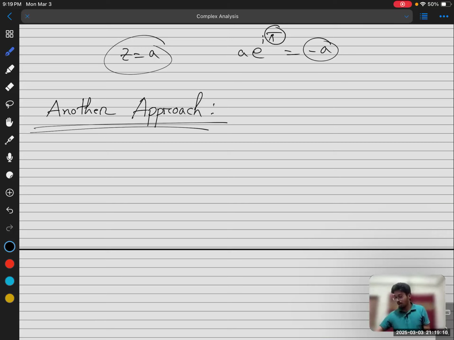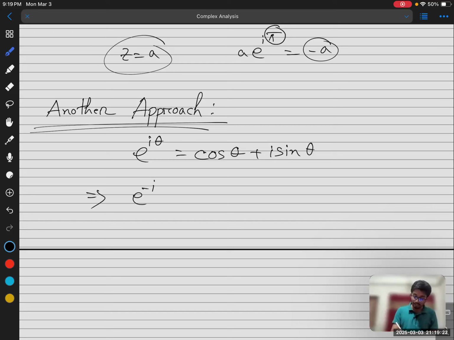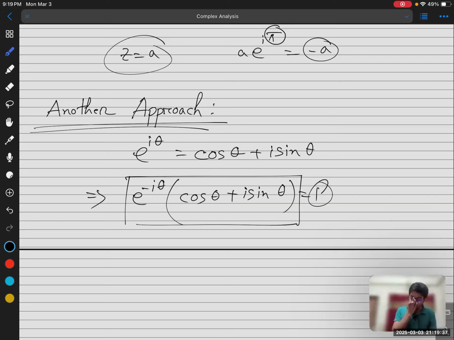So our goal is to prove Euler's identity. We already know that our Euler identity will be e^(iθ) = cos θ + i sin θ. This is equivalent to proving that e^(-iθ) times (cos θ + i sin θ) is equal to 1. If we can prove this expression equals 1, we can also find that e^(iθ) will be equal to cos θ + i sin θ.